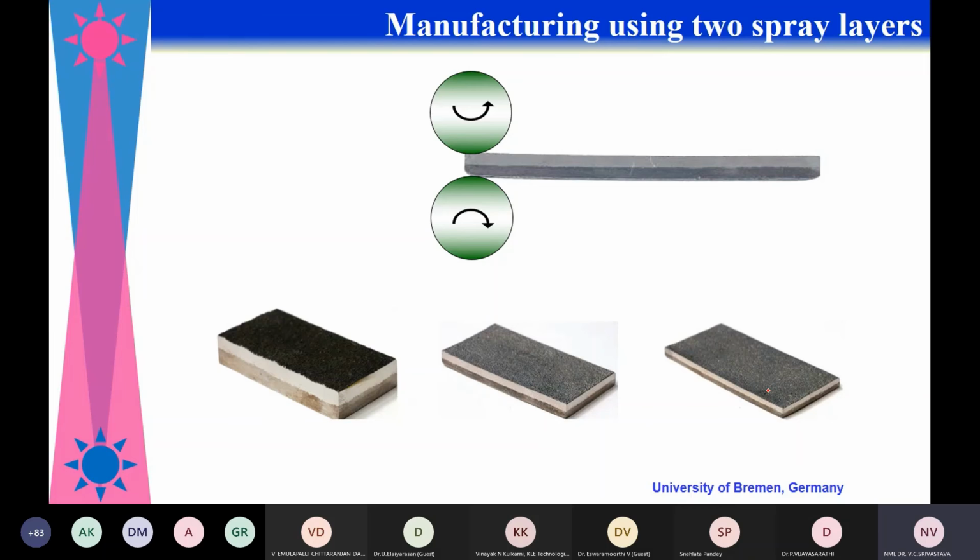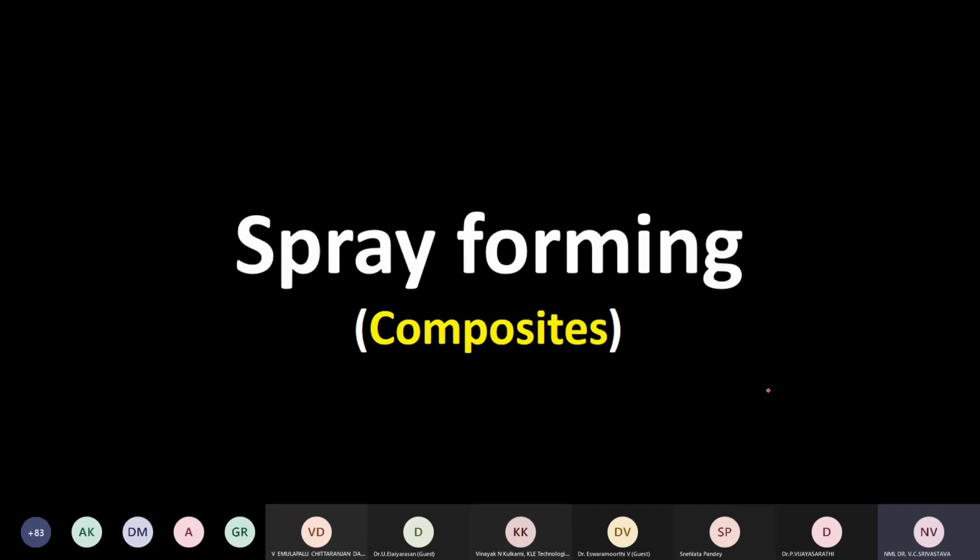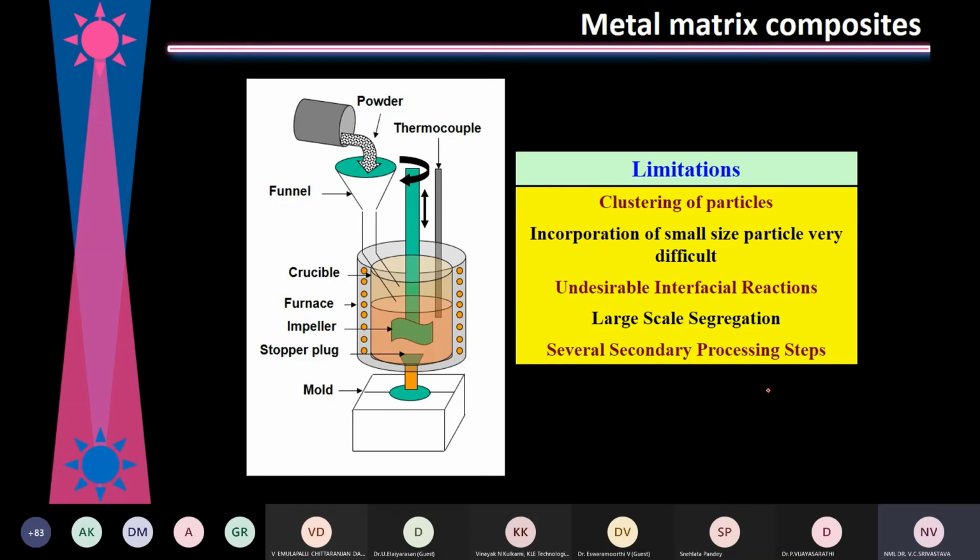Okay, now I come to spray forming of composites. I think many of you would be aware that metal matrix composites by casting route are made by the stir casting route. There is a liquid, and this is a furnace. There is a crucible. In that crucible, you have a liquid and one impeller here.